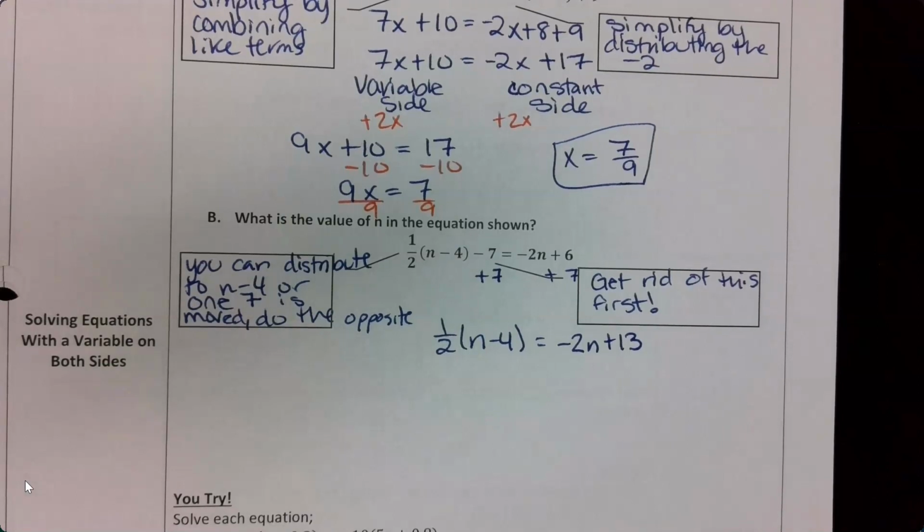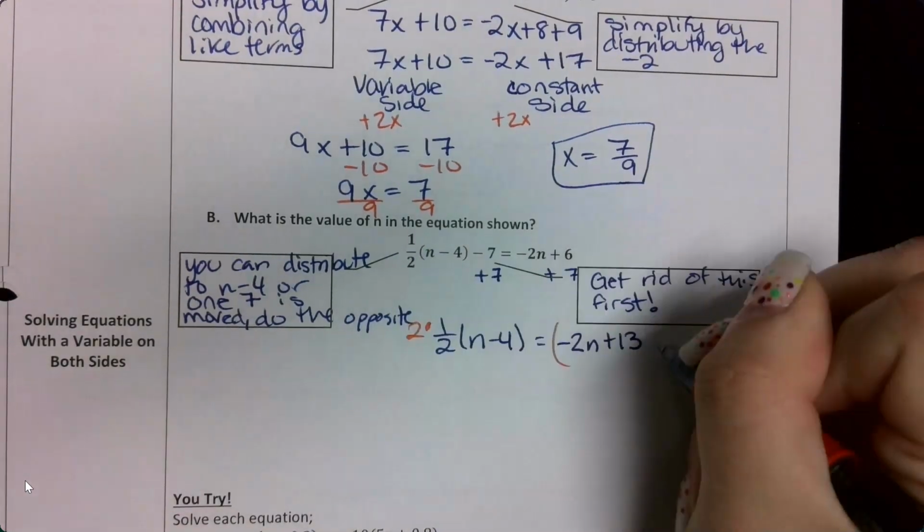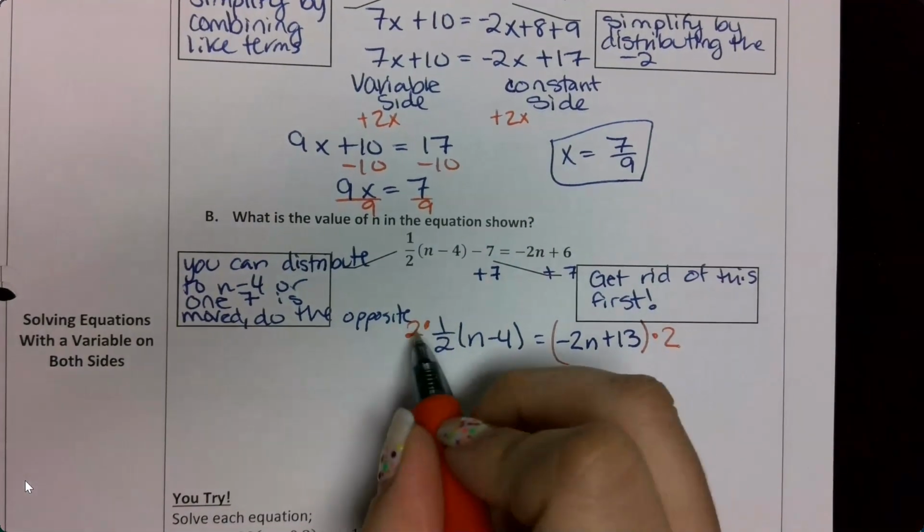Okay, so instead of distributing that 1/2, I am going to get rid of it. What is the opposite of multiplying by 1/2? Okay, I could divide by 1/2, or I can also, remember, fractions are really division, so this is really telling me divide by 2. What's the opposite of dividing by 2? Multiplying by 2. So I can multiply both sides by 2. On my left side, the 2's will cancel out.